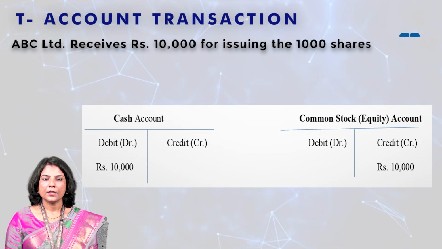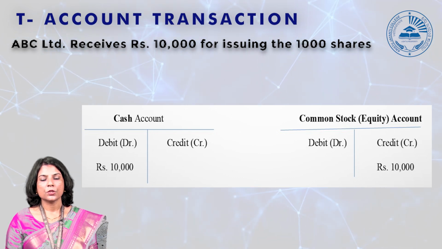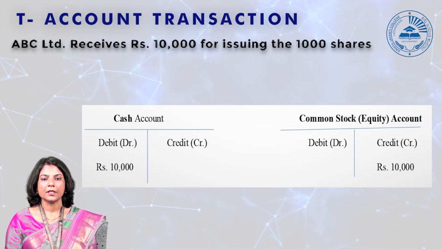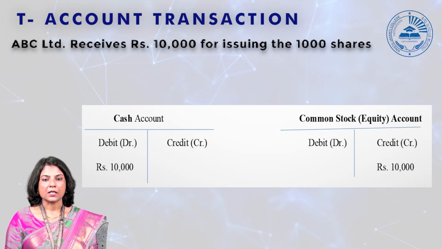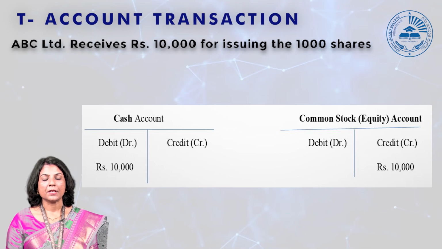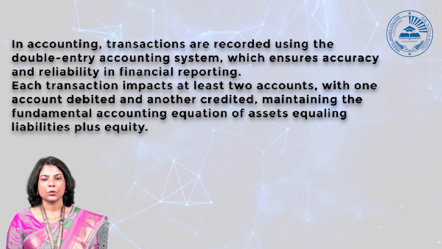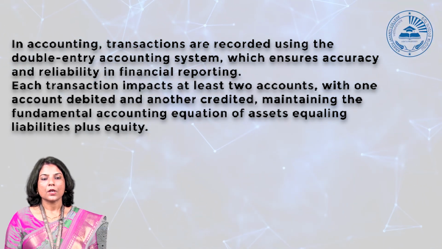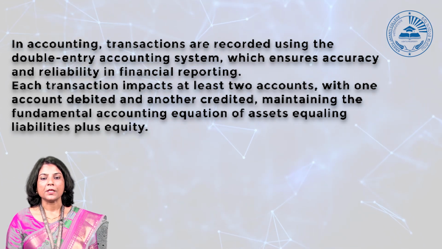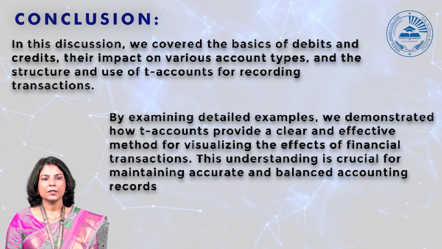So accounting transactions are recorded using the double entry accounting system, which ensures accuracy and reliability in financial reporting. We have learned each transaction impacts at least two accounts, one account debited and another credited, maintaining the fundamental accounting equation where assets equal liabilities plus equity. So the main focus is to maintain this equation, assets equal liabilities plus equity. I have discussed these things.